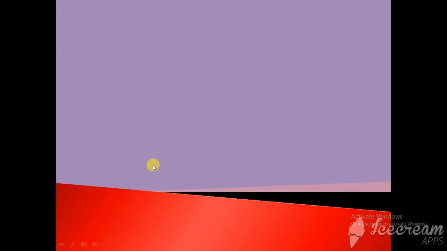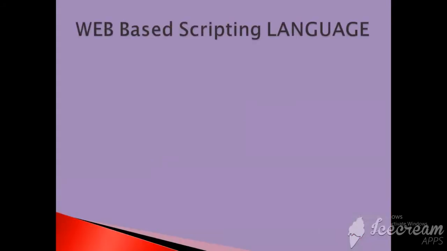Whoever wants to know about JavaScript, today we are going to have the lecture on JavaScript. Basically, what JavaScript is and all those things we will be seeing in our slideshow, and most probably helping you to understand for what purpose JavaScript is used. So let me start with the web-based scripting language.